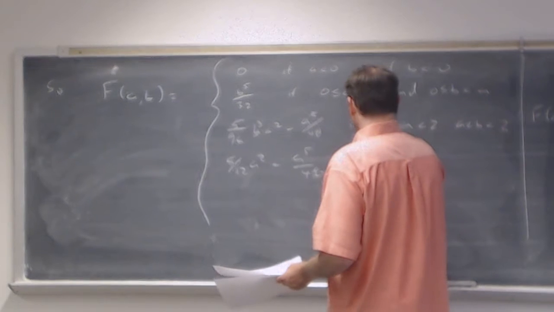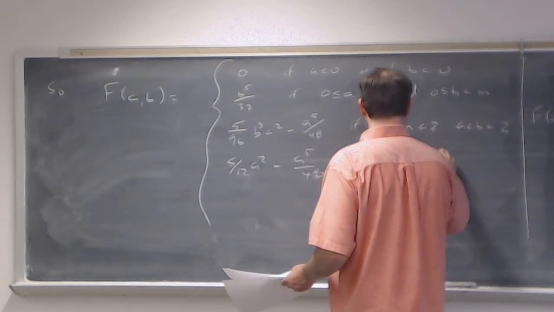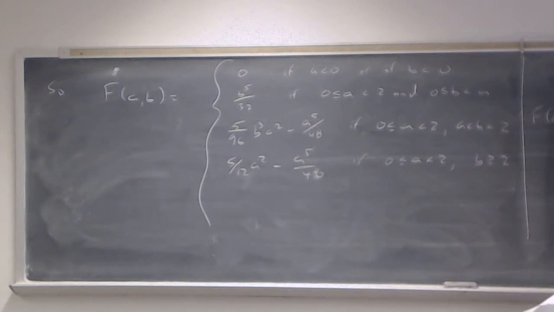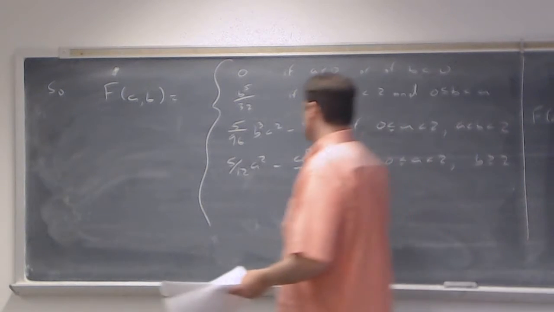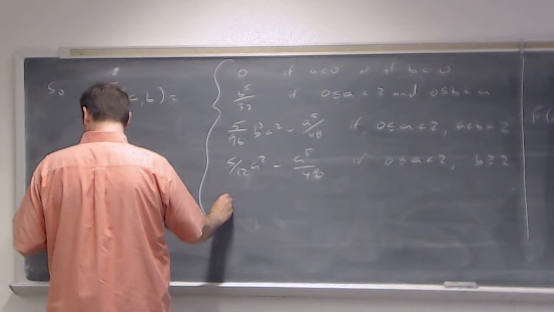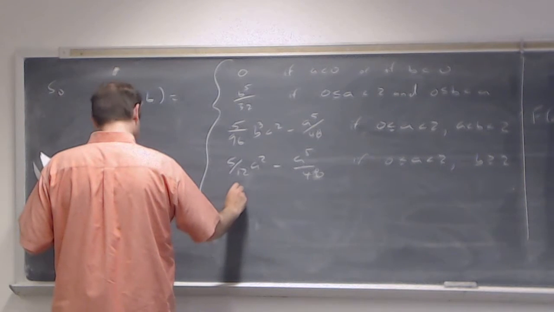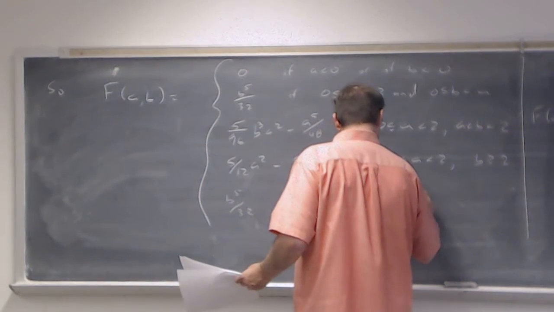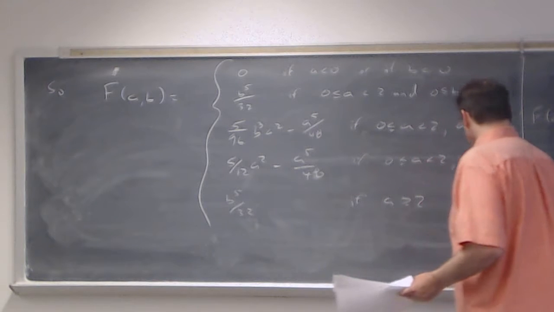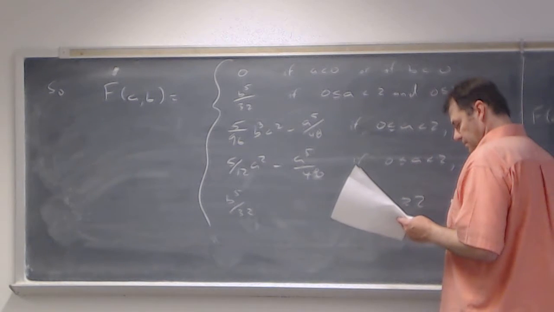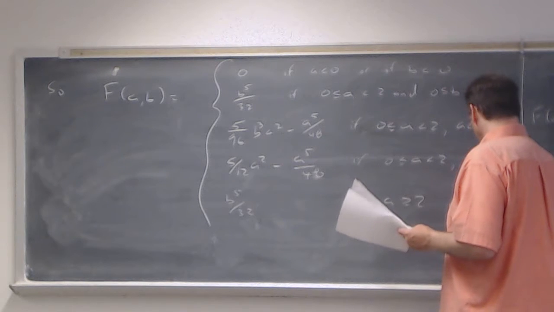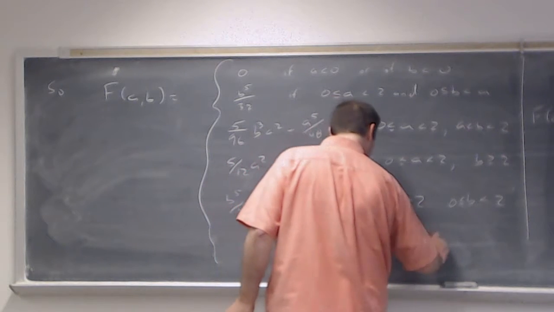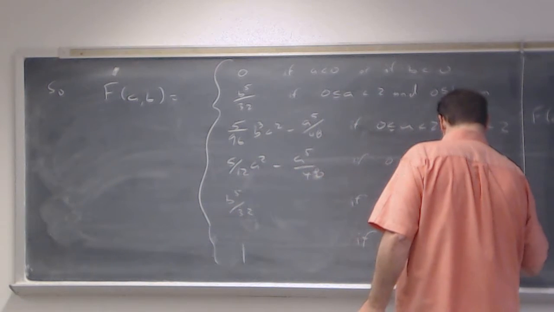Okay. And that was when 0 is less than or equal to a is less than 2, and here we had b greater than or equal to 2. And then we had b to the 5th over 32 if a was greater than or equal to 2, and here b was sandwiched in between 0 and 2. And then finally we get 1 if a was greater than or equal to 2 and b was greater than or equal to 2.